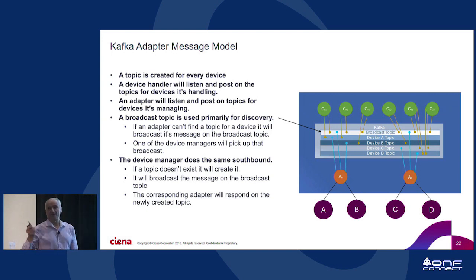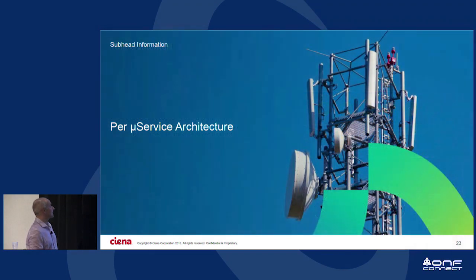And today we're using Kafka. It could be some other message bus in the future if Kafka starts having performance issues. We're going to be testing this at scale. If we start seeing performance issues, there are other message buses that could be used that have much higher performance and still use the concept of topics. So now I'm going to get into the per microservice architecture. Were there any questions on the Kafka?